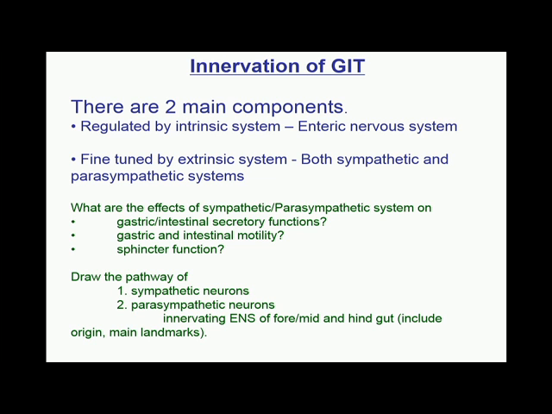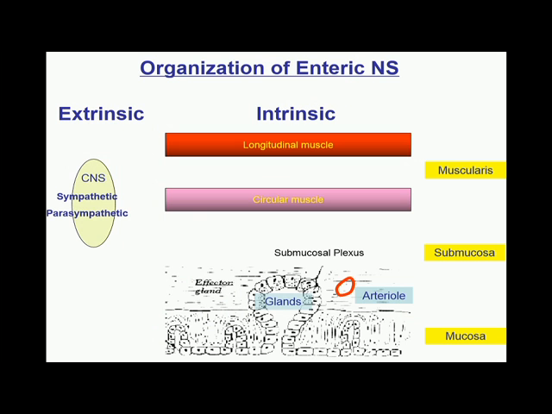So you can do this for homework. So the structure, organization of the enteric nervous system. This is just a cross section of the GI tract. The mucosa consists of the epithelium, lamina propria, and the submucosa here. Then this is the circular muscle layer and the longitudinal muscle layer.